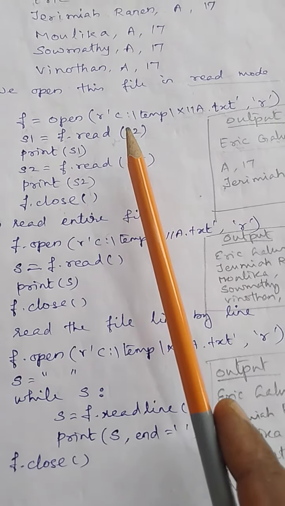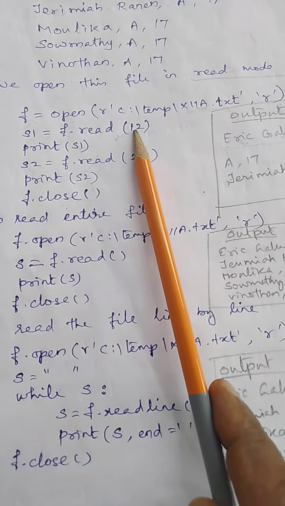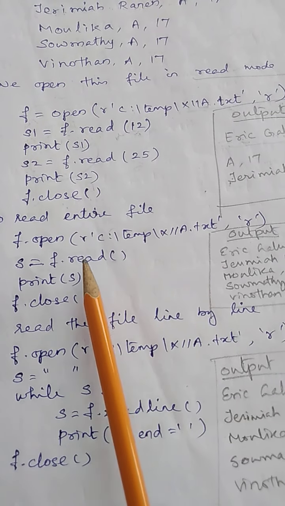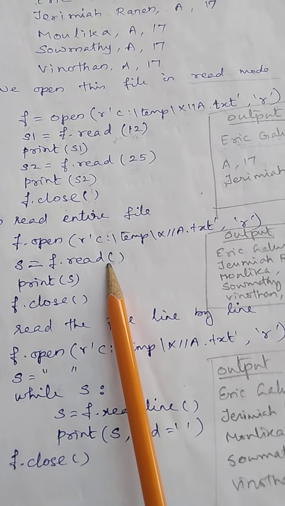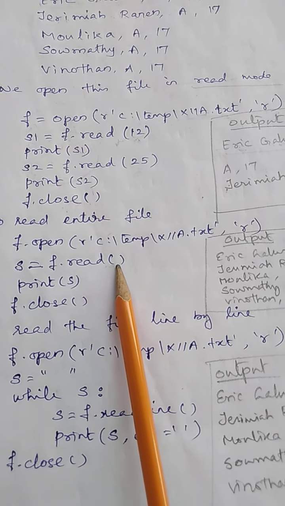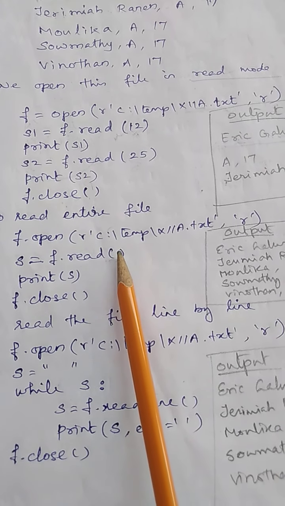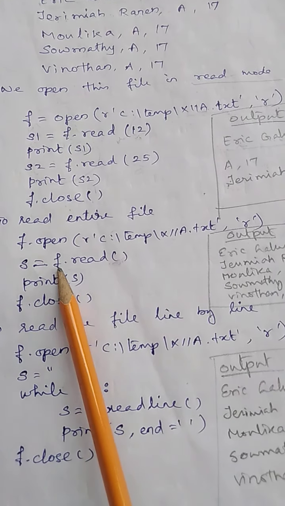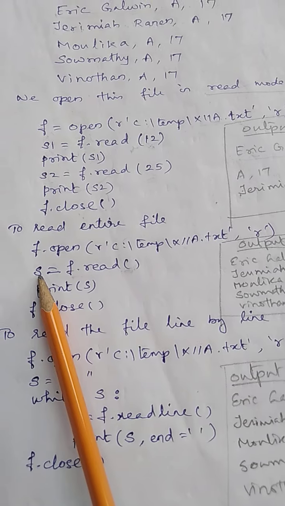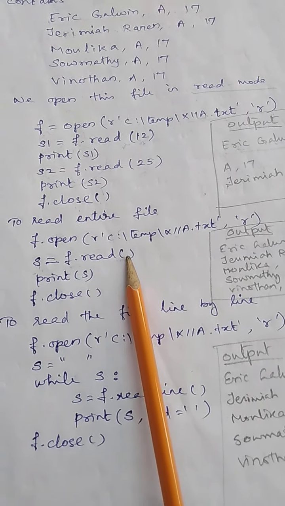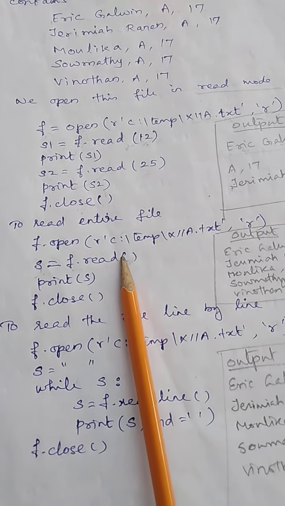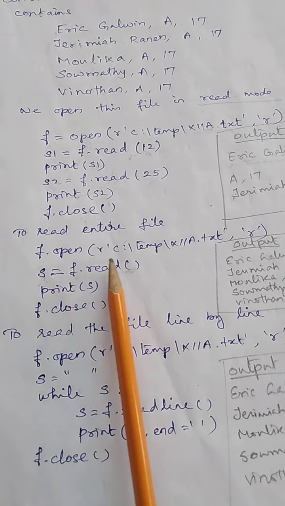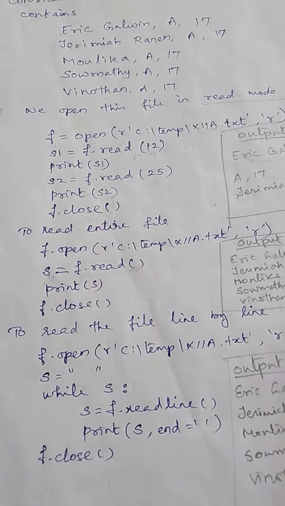We can see the next statement. We are using a number of characters here, so only that many characters are read from the file. Now we can use the function without any argument. What happens? This read() function without any argument will read the entire file and store it as a string into S. Yes, S equals f.read() will read the whole file from the first character to the last, so it is stored as a string into S.